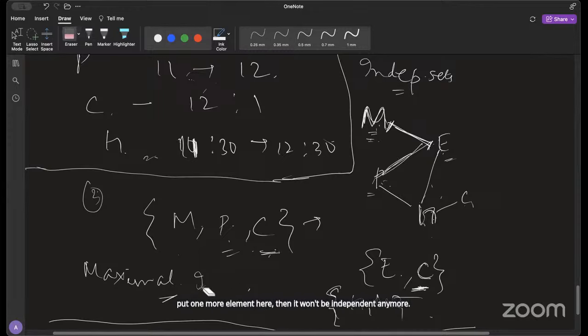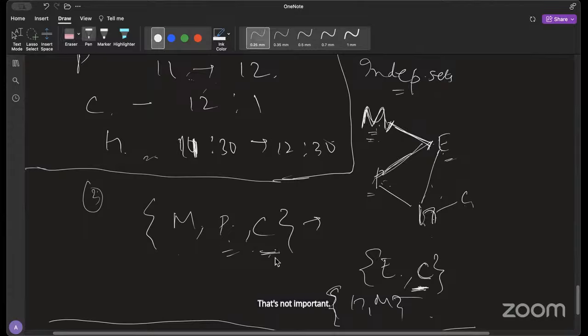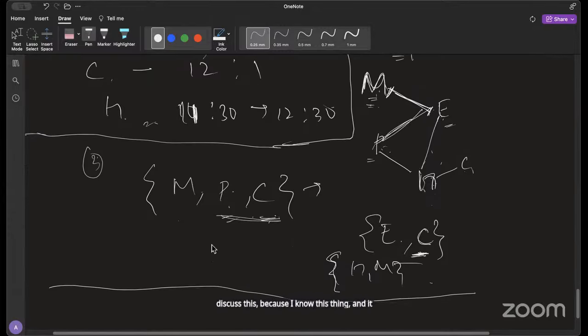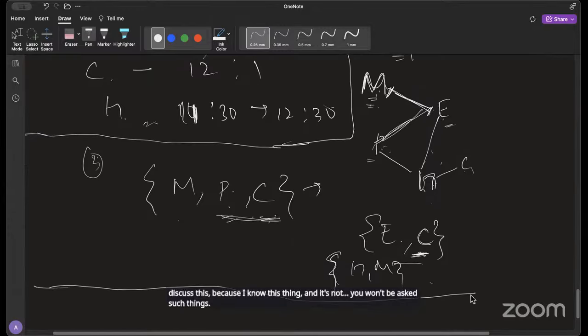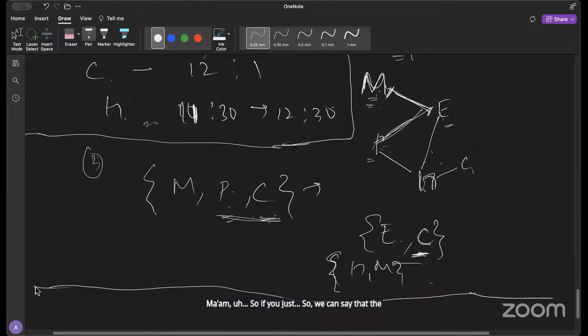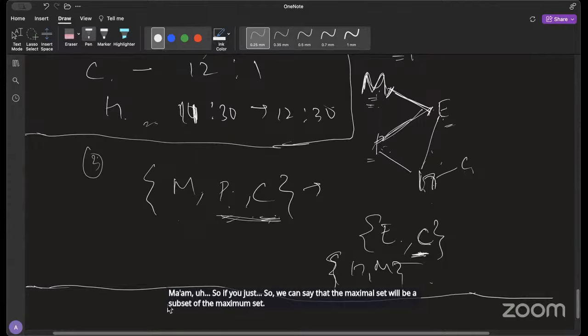What is the difference between maximal and maximum? That's not important. Ma'am, what is the meaning of the term maximal? That's also not important. I just discussed this because I know this thing, and you won't be asked such things. So we can say that the maximal set will be a subset of the maximum set.